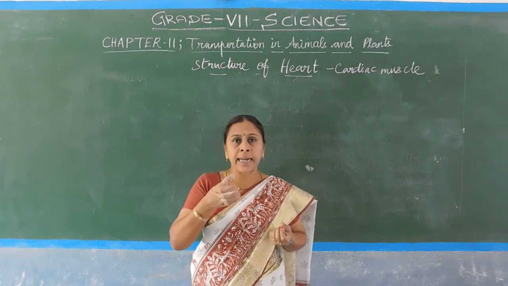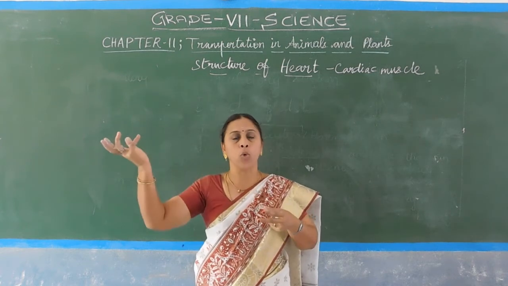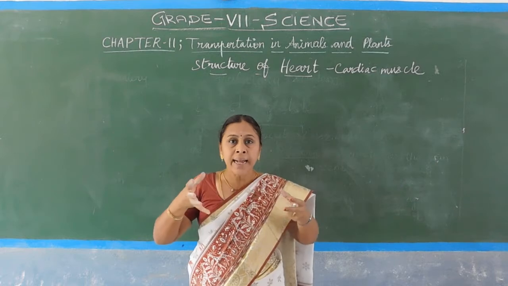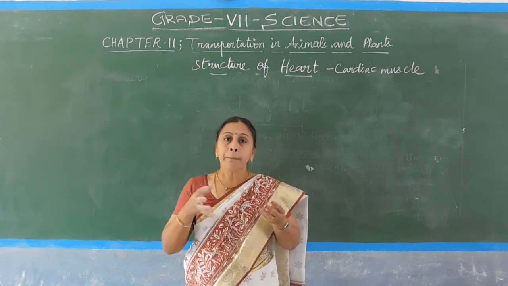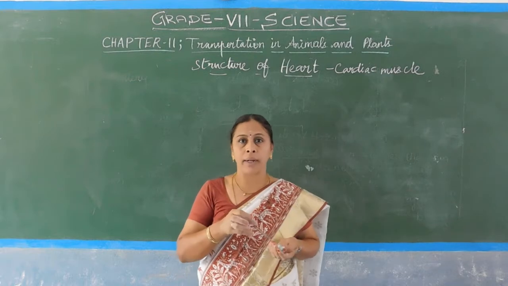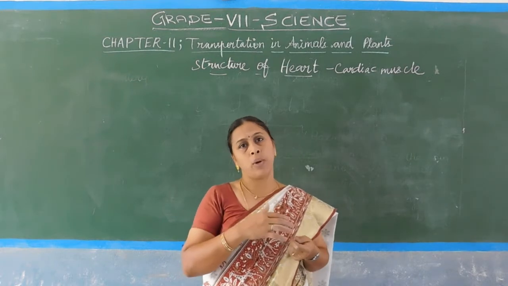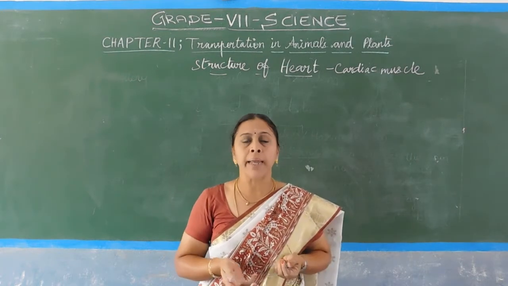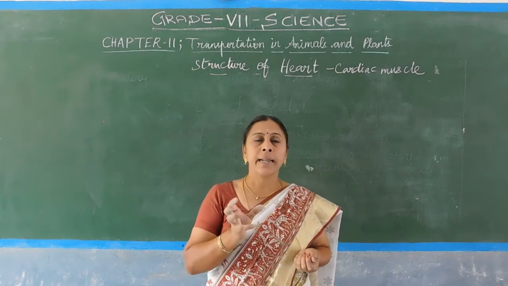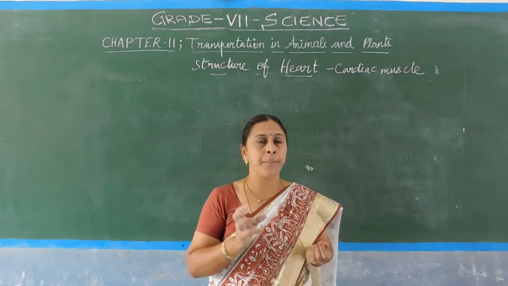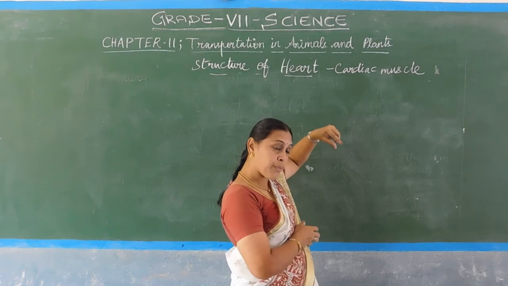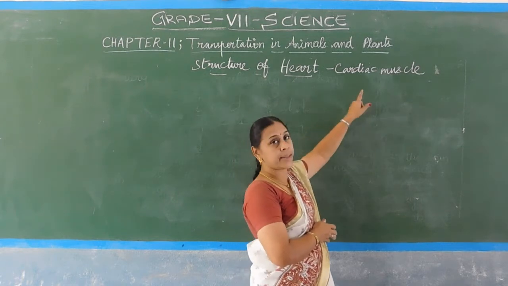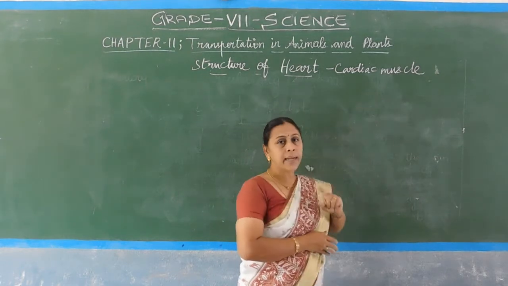When it contracts, the blood will be pumped out. When it relaxes, the blood will enter into the heart. So by the pumping action of the heart, the blood is circulated throughout the body. And this contraction and relaxation is done by the special type of muscle with which the heart is made. The muscle is called cardiac muscle.